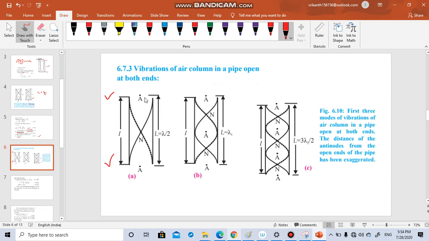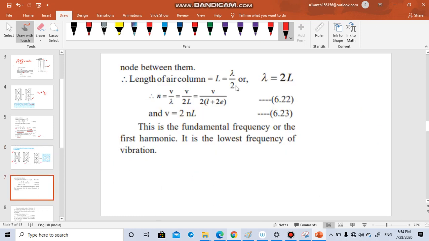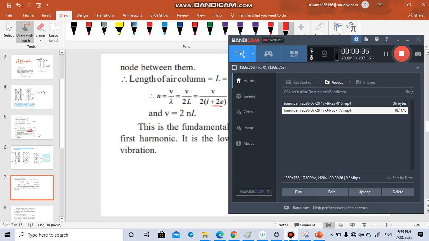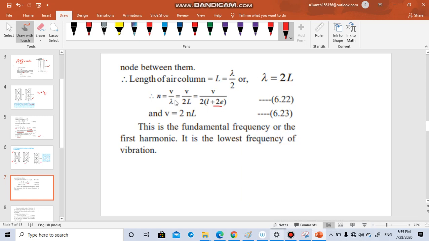So how many corrections do we have to take? One correction in the top, one correction in the bottom. So that is why L plus 2e. Here L is equal to lambda by 2. Lambda is the wavelength corresponding to natural frequency. So lambda is equal to 2L. From here you will get the natural frequency.